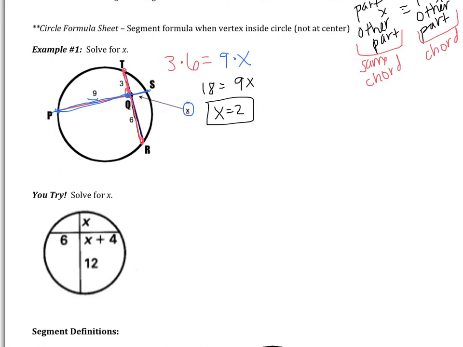Okay, time for you to try. Pause the video and try this one on your own, please. Good luck. Okay, you should have gotten x equals 4. When you come to class tomorrow, I will be checking to make sure that you have the work and the correct answer for this problem.